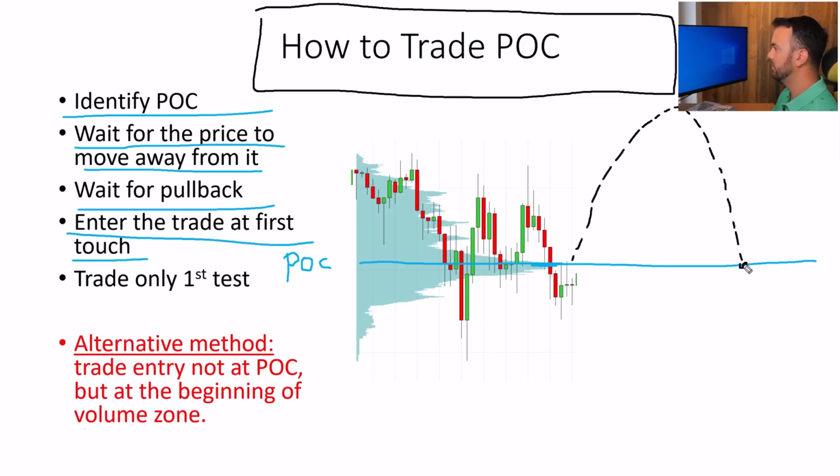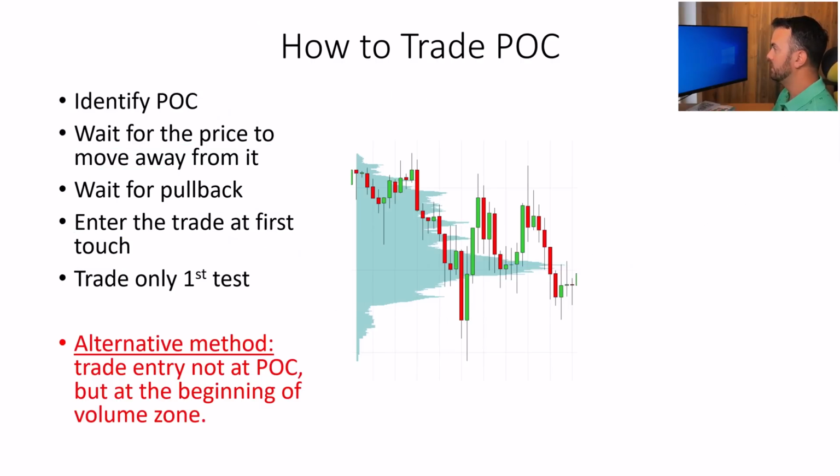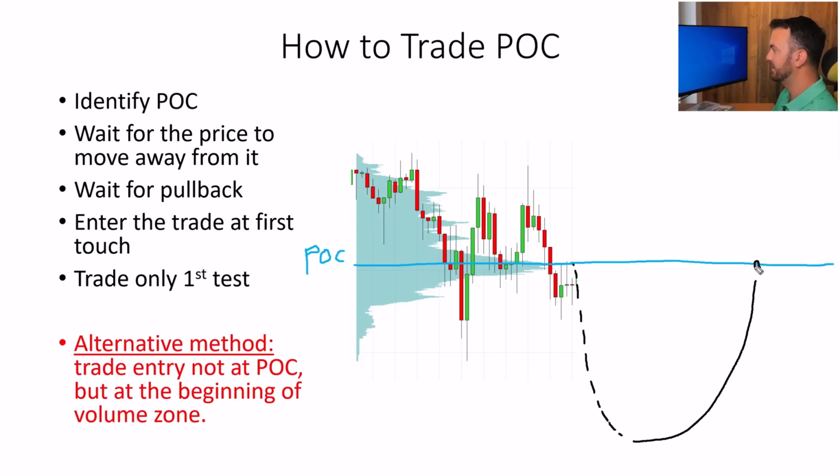That means you go long from here, and you also want to trade only the first test, right? That's at least how I trade this. I only trade the first test because, in my opinion and experience, they have a higher probability of a successful reaction. A short trade scenario would be, again, you mark the point of control, and if the price goes down from the point of control, you wait for the pullback, and when the price hits the point of control, you go short, right? This is the short trade scenario.